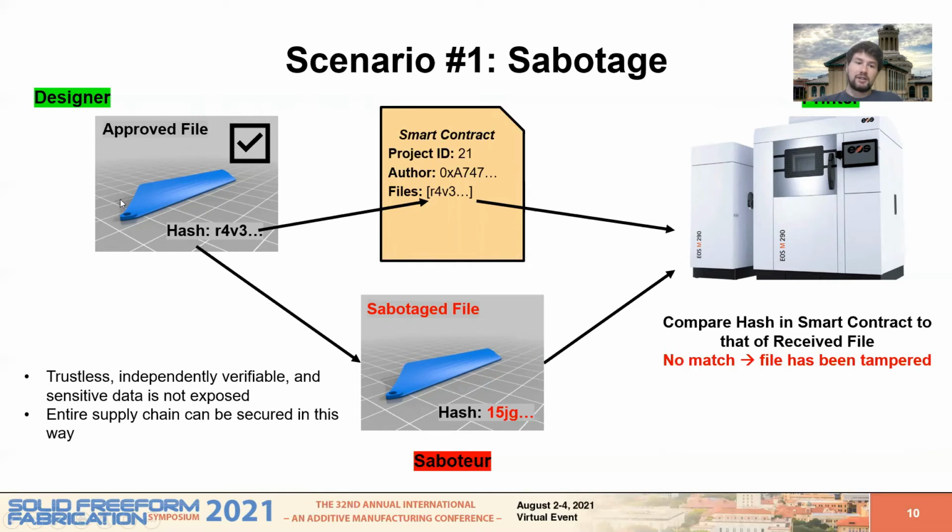And while we saw an example here for a CAD file, the entire supply chain can be secured in this way. We can add file hashes for any file, whether it's 5 gigabyte process monitoring data, test data, billing reports. We can secure in exactly the same way and maintain that integrity throughout our digital thread.